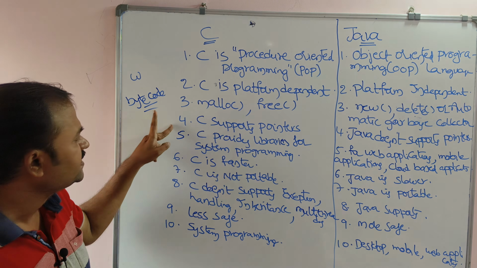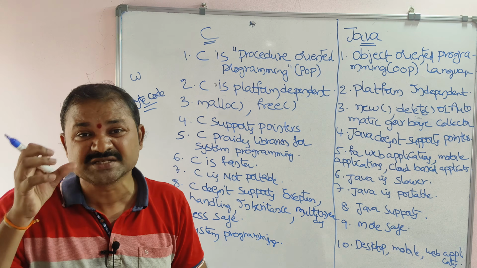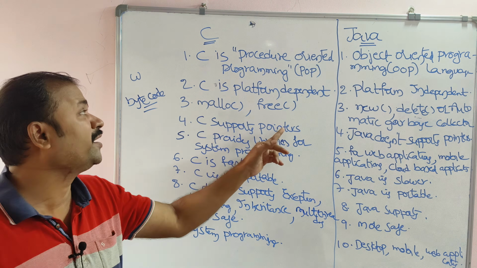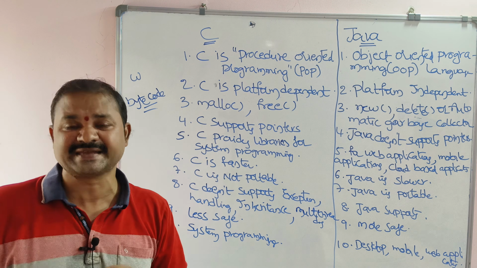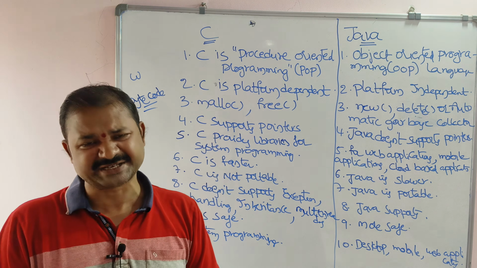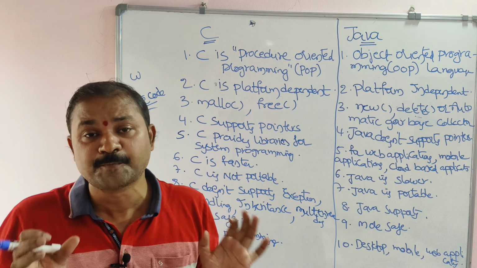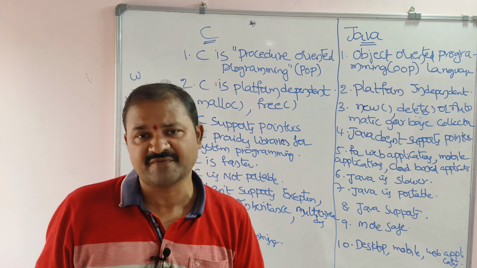Next point, C supports pointers. The most difficult concept in the C language is pointers. C supports pointers, but Java doesn't support pointers. So this is the major advantage of Java. We don't have the pointers concept in Java.